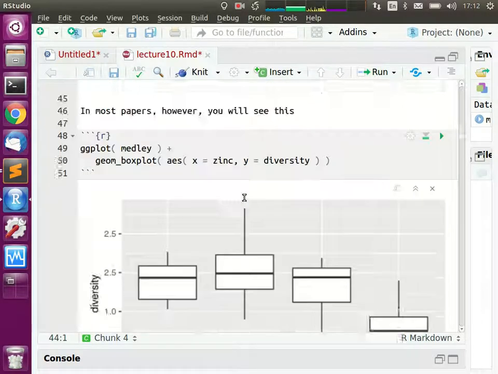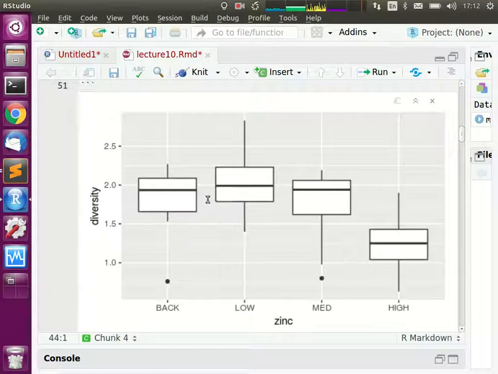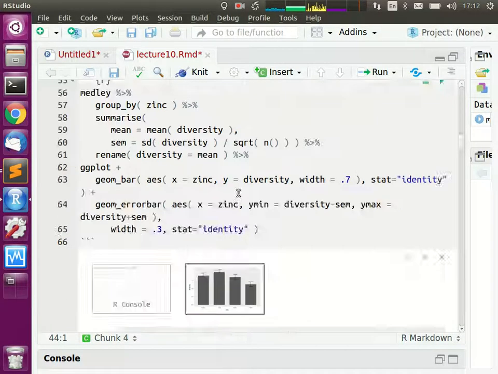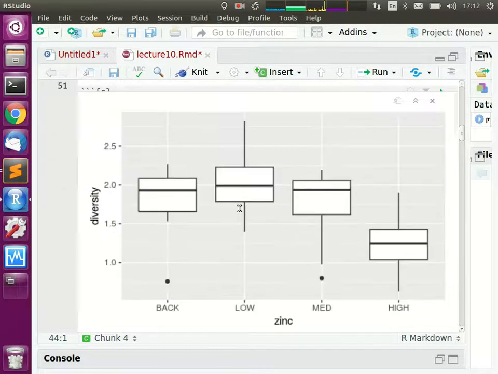However, in most papers, you will see maybe a box plot, and in even more papers, you will see this. This is the way this data is usually presented. As you can see, this is a much better presentation than the one I've shown you before. What are the advantages of this presentation over that?